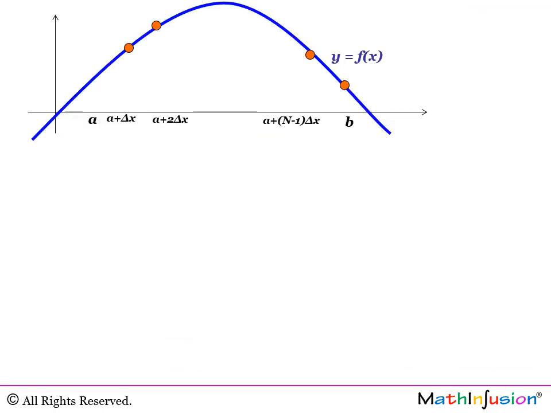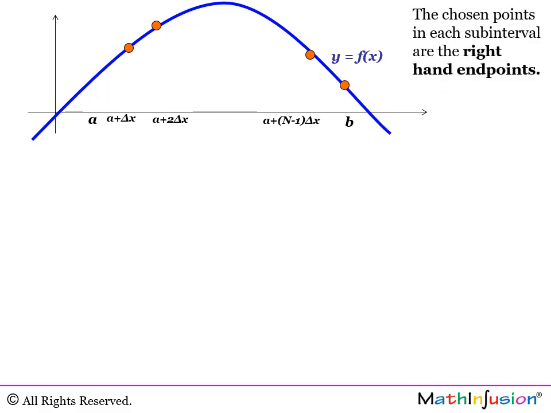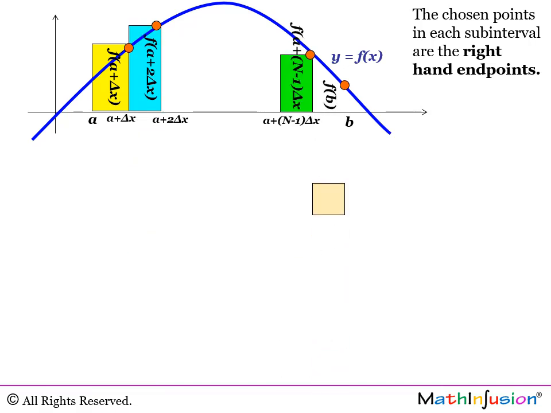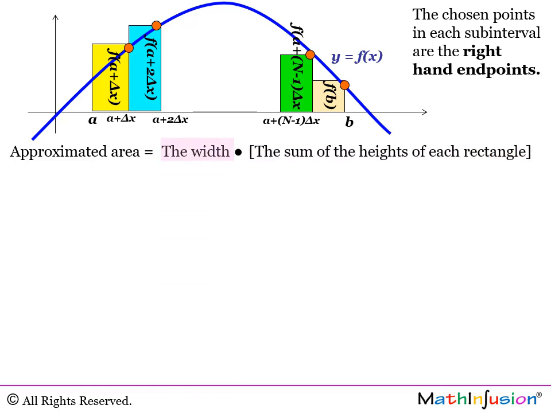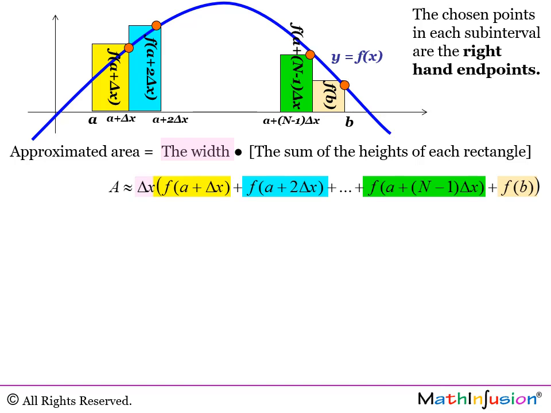Now we are going to estimate the area, but this time we are taking the height to be the value of the function at the right-hand endpoints. Here's the first one, second one, the one before the last one, and the last one. And the approximated area now is the width times the sum of the heights. In this case, the heights start, because it's a right-hand point, with f(a plus delta x), and the last one is f(b), as you can see.